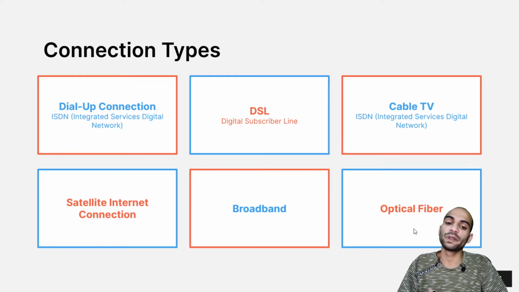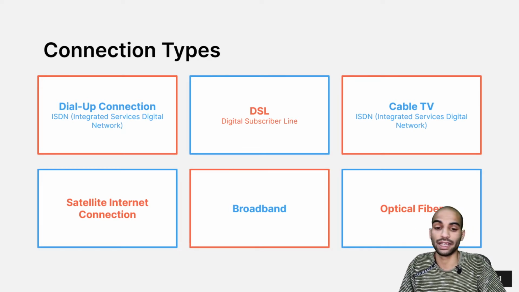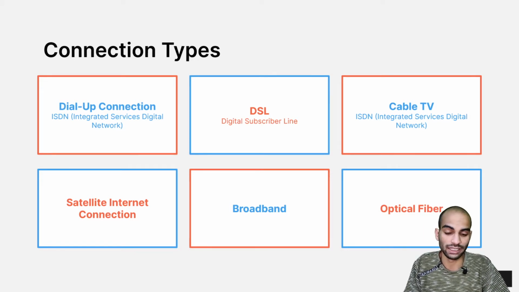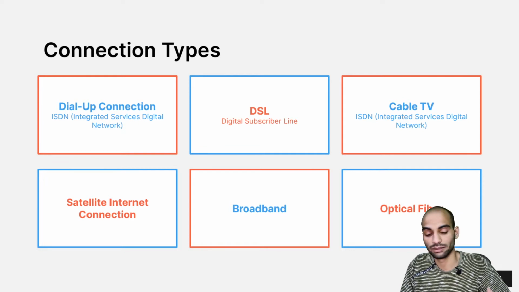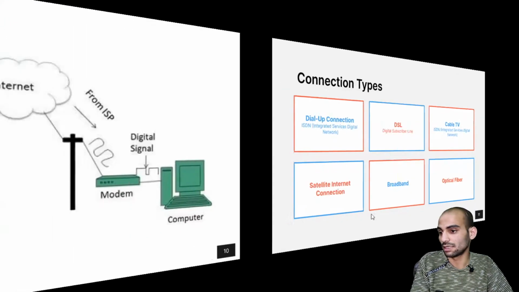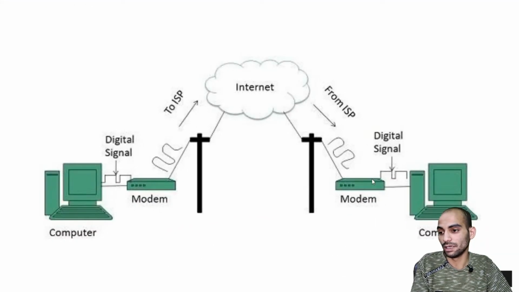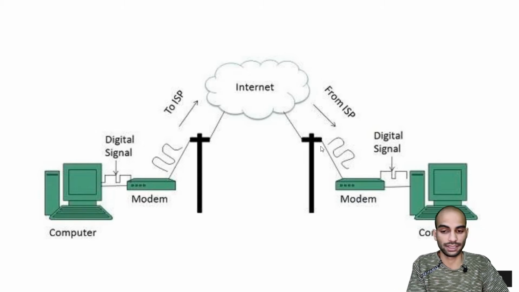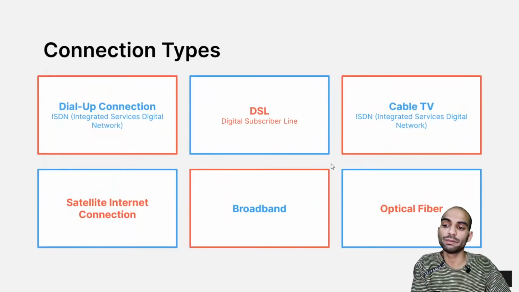fiber. Optical fiber is the fastest one because here we use light rays to transfer data. Optical fiber is basically a glass thread. It is a thread made of glass, where your data is transferred using light in the glass. In the same way here as well, the modem and the router will be able to convert that signal into a digital signal. So this is the basic idea.